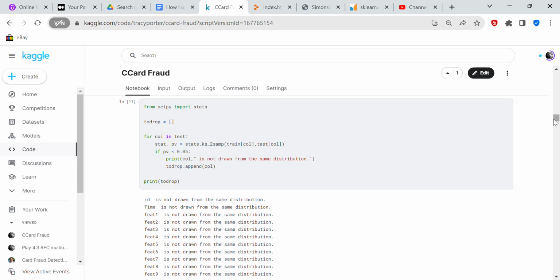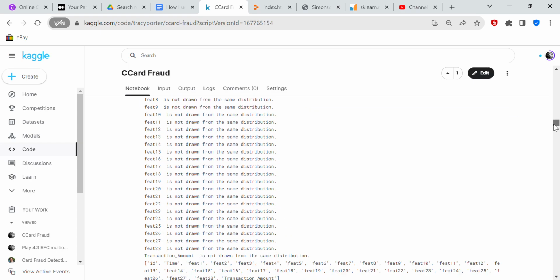I read up on the internet. The internet said that what you do is you take the train and the test set, you combine them and shuffle them, and then that should take care of the problem with the data not being from the same distribution. But you can't do that in this particular instance because it's a competition, and the test set has to be the same.